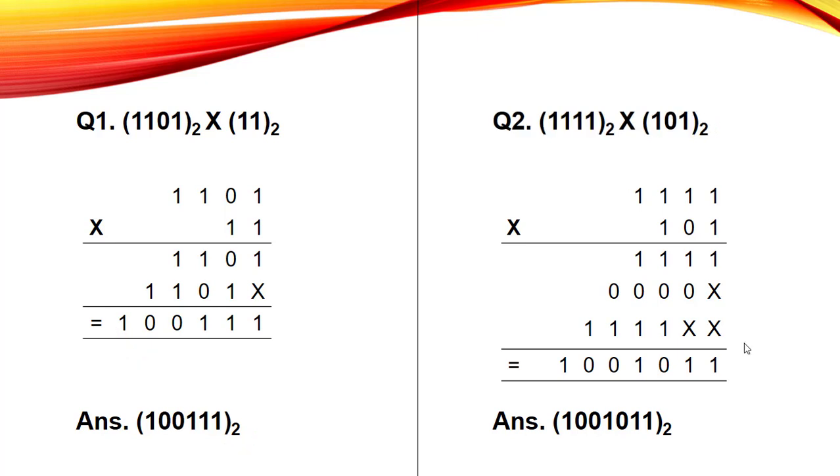Now our next question, that is question number 2. In question number 2, we have to multiply 1111 with 101. Fine. So first of all, we have to note down the numbers as these are written over here, and then we have to multiply the bits one by one. So first of all, we have to multiply this 1111 with this particular 1.